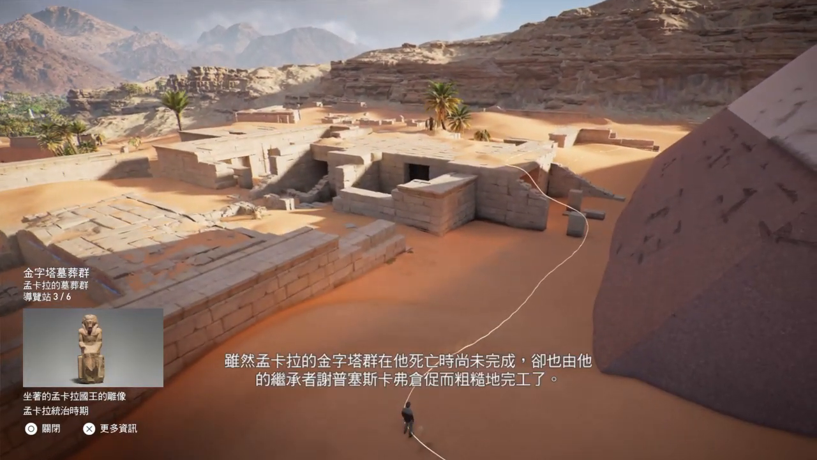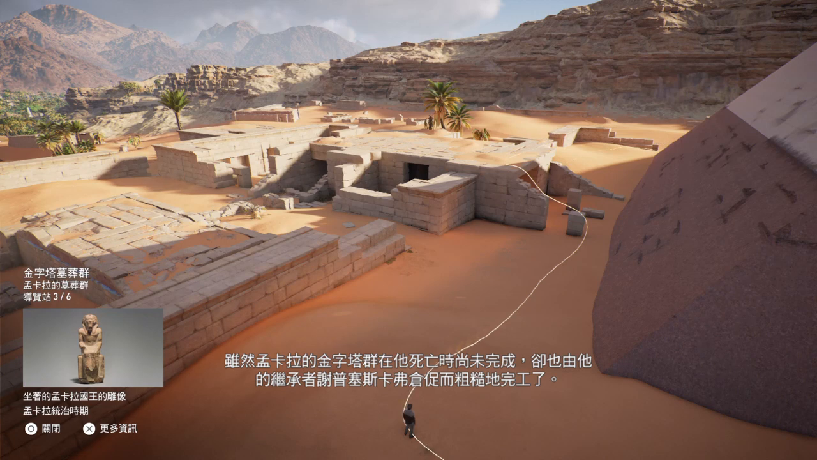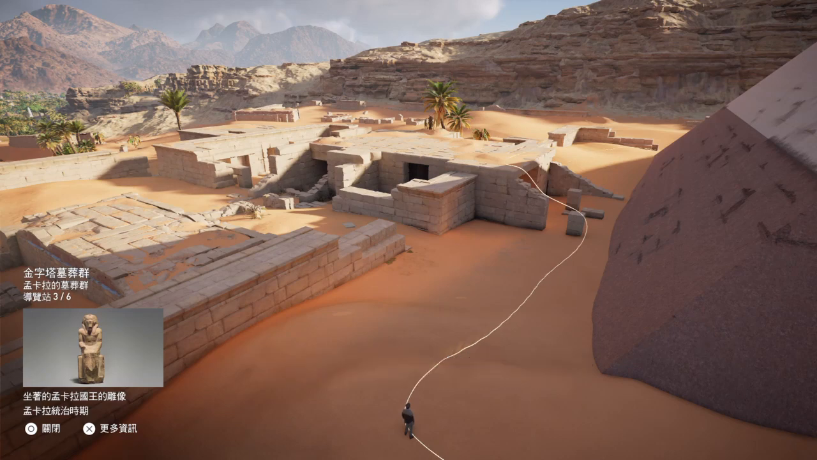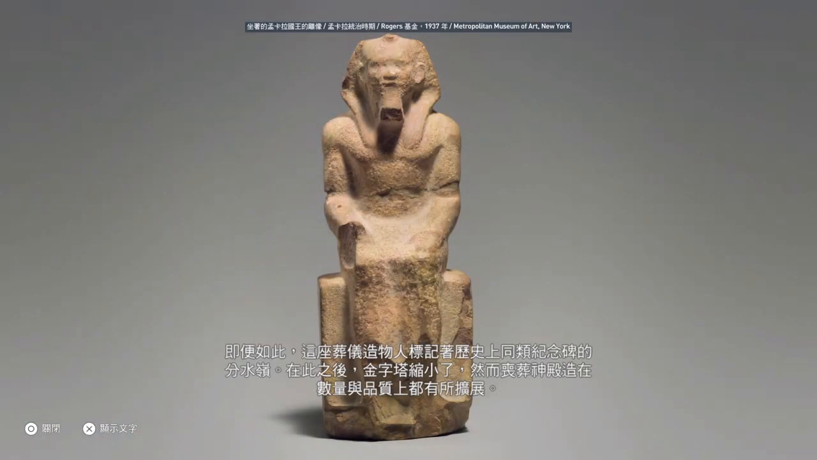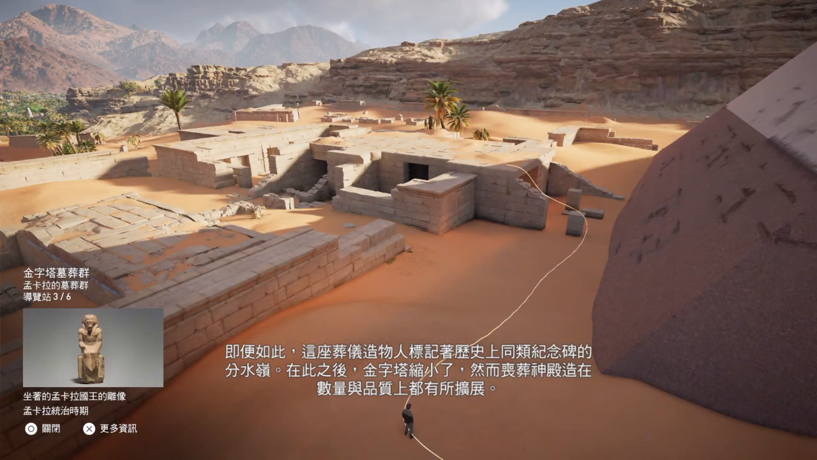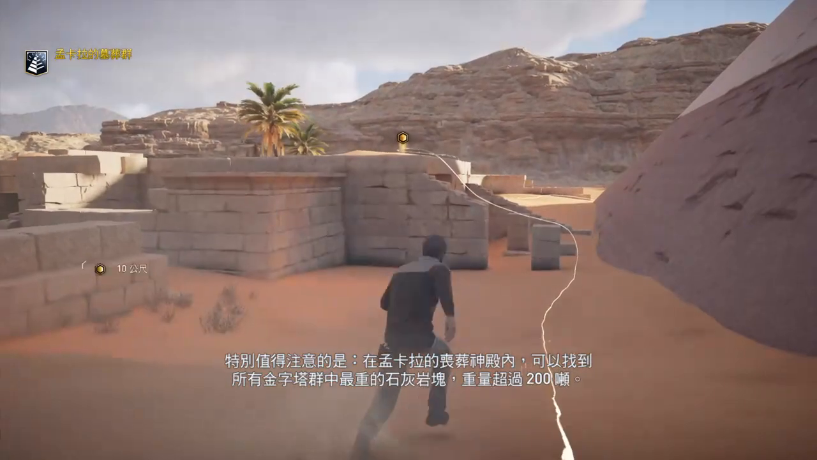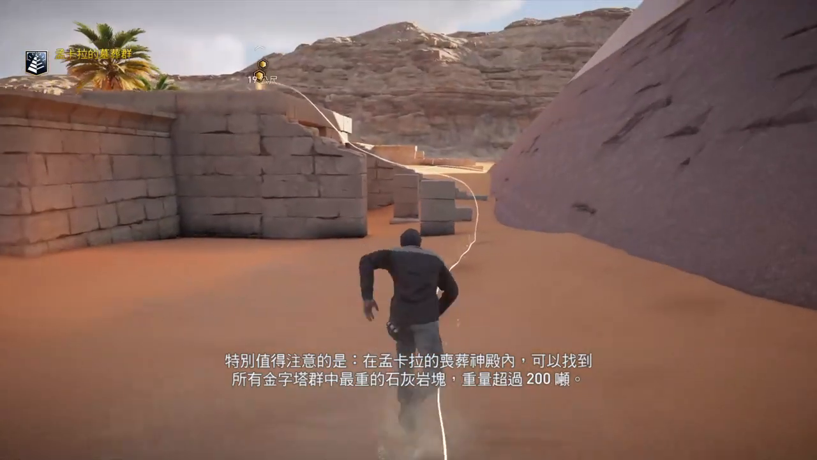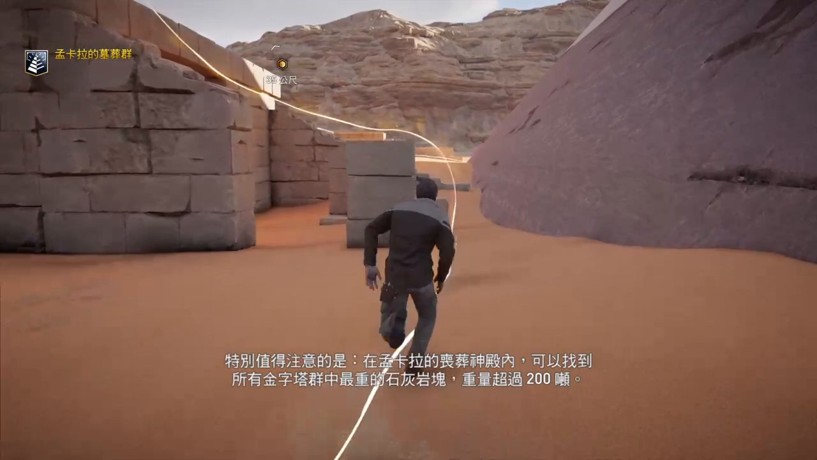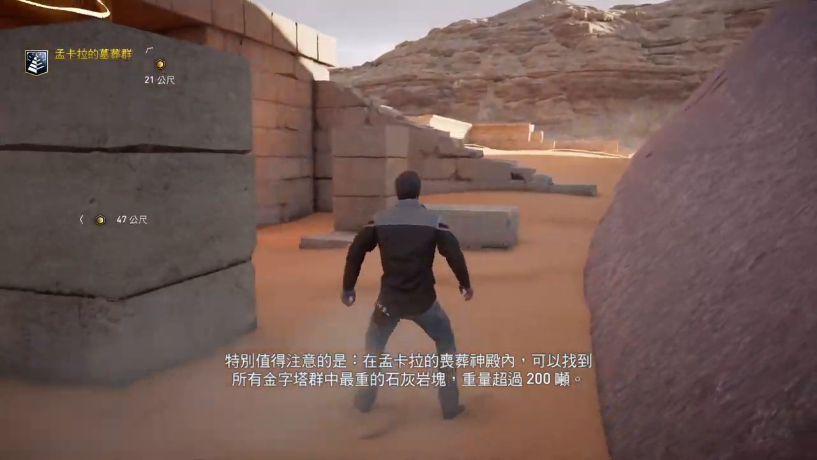While Menkaura's pyramid complex was unfinished at the time of his death, it was hastily and somewhat shabbily completed by his successor, Shepseskaf. Even so, this funerary structure marks a watershed in the history of this kind of monument. From then onwards, the pyramid shrank, whereas the mortuary temple grew in its quantitative and qualitative aspects. Of particular note, it is within Menkaura's mortuary temple that one can find the heaviest block of limestone ever used for a pyramid complex, weighing in at over 200 tons.